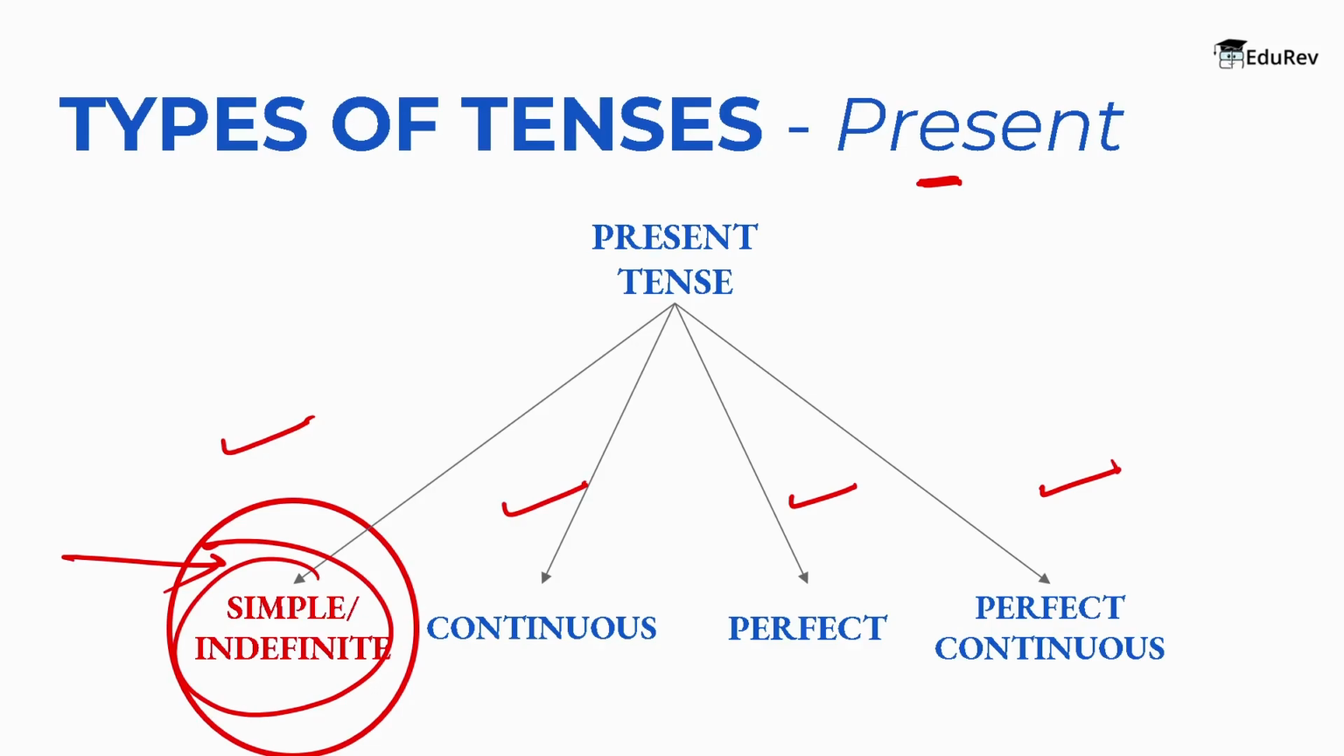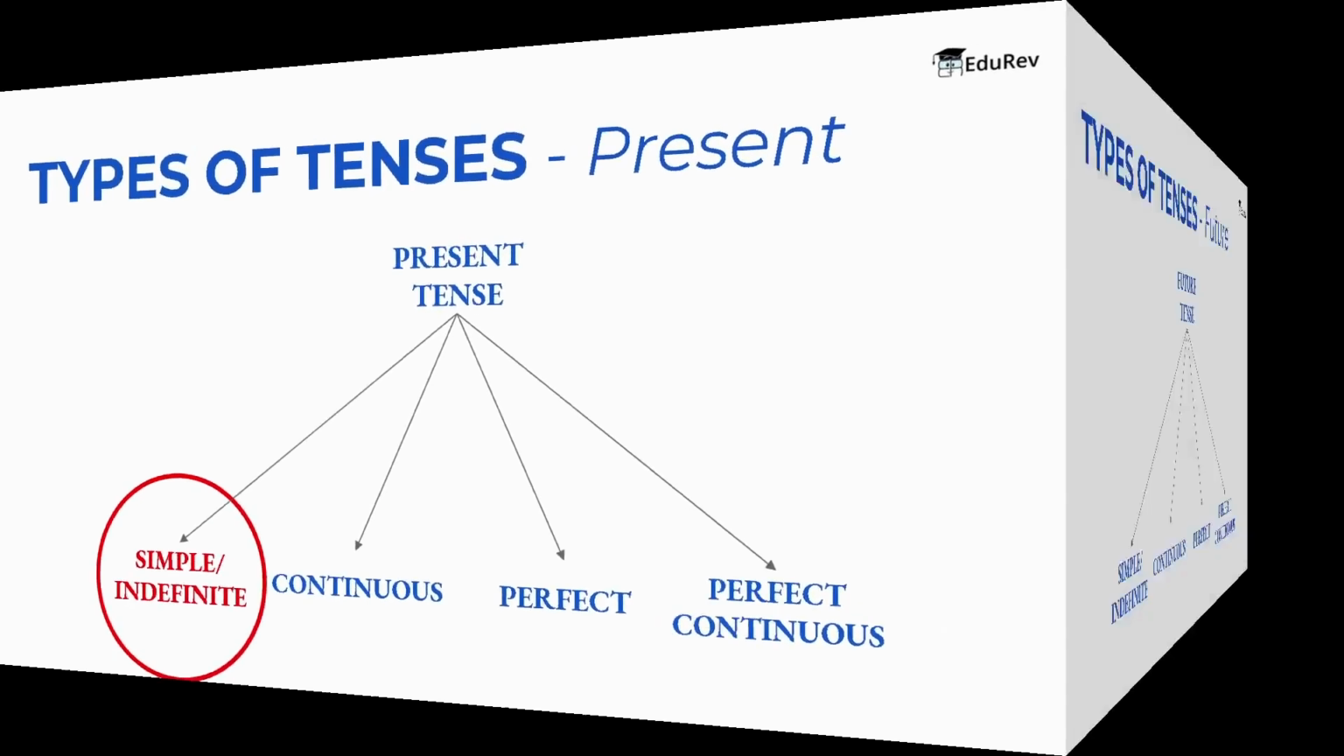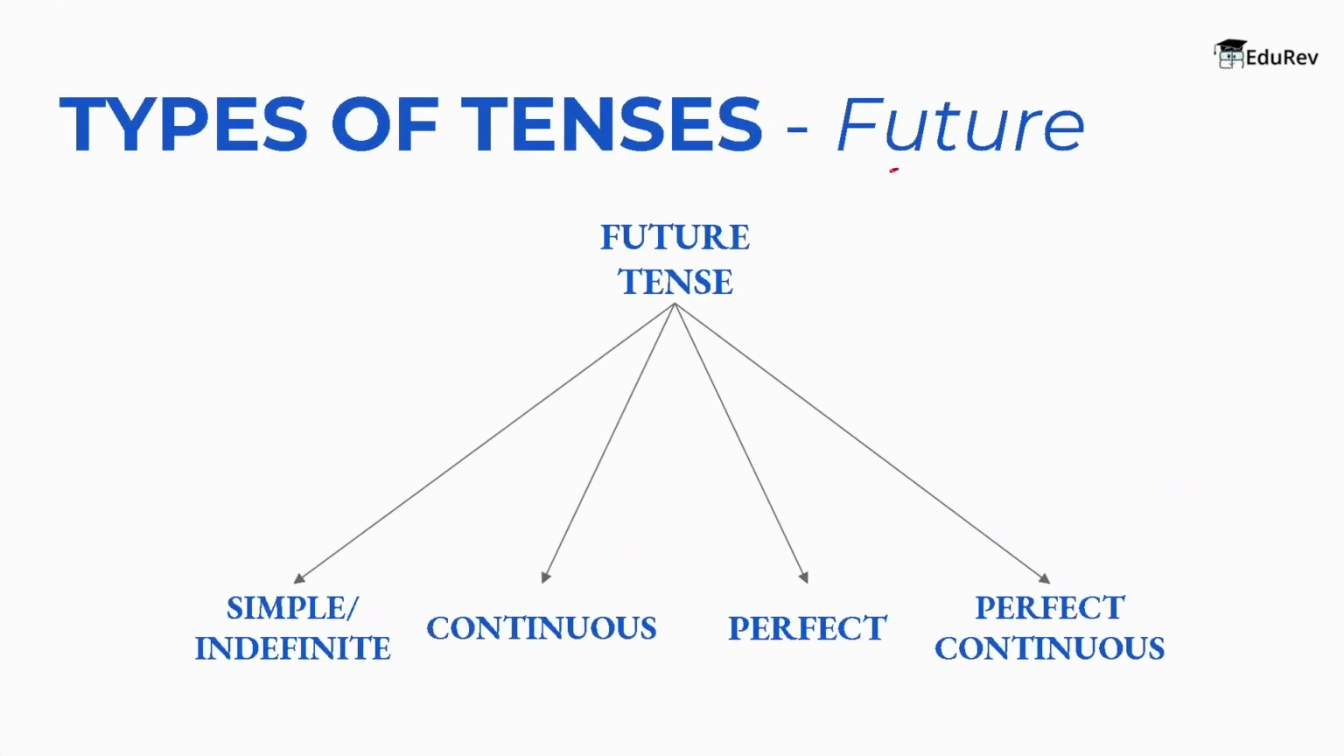Now we know that in the past tense we have four types of tenses. Similarly, in the present also we have four types of tenses, and in the future as well, we have four types of tenses. All right. So you have simple, continuous, perfect, and perfect continuous. So that means in totality, we have 12 different forms of tenses. Okay. But these forms of tenses are very, very simple. You do not have to worry that there are 12 tenses.